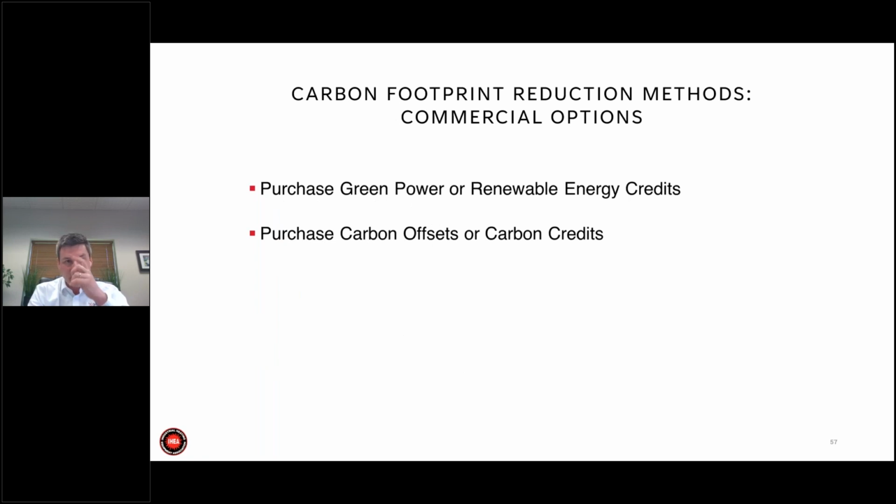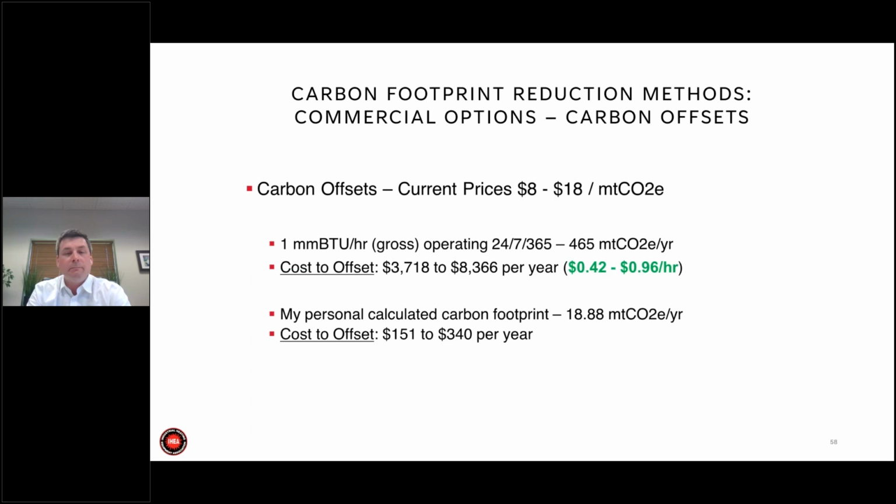So finally, we're talking about commercial options to reduce carbon footprint. Green power, you can buy green power. You can talk to your utility and buy green power. You can talk to an independent producer and buy green power. Or you can buy renewable energy credits from your utility. That is something you can talk to them about. You can also purchase carbon offsets or carbon credits. Carbon offsets are actually probably a little bit easier to get. You can buy them now for $8 to $18 per metric ton CO2 equivalent.